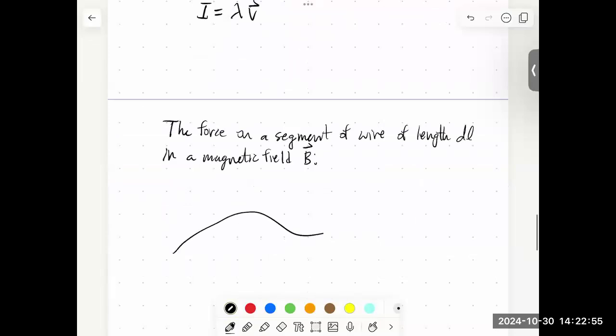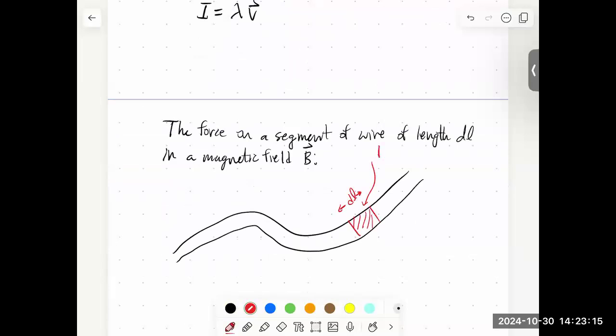Okay, we'll start with a picture. So this is some wire of some arbitrary shape. And I'm going to pick a certain segment of this wire, something like this. It has a length of dl. And inside this little segment of wire, there's a total charge dq. So if we knew the volume of this segment, we could multiply by the charge density, and that would tell us the total charge. Then we suppose that there's some magnetic field at the position of this little segment, B.